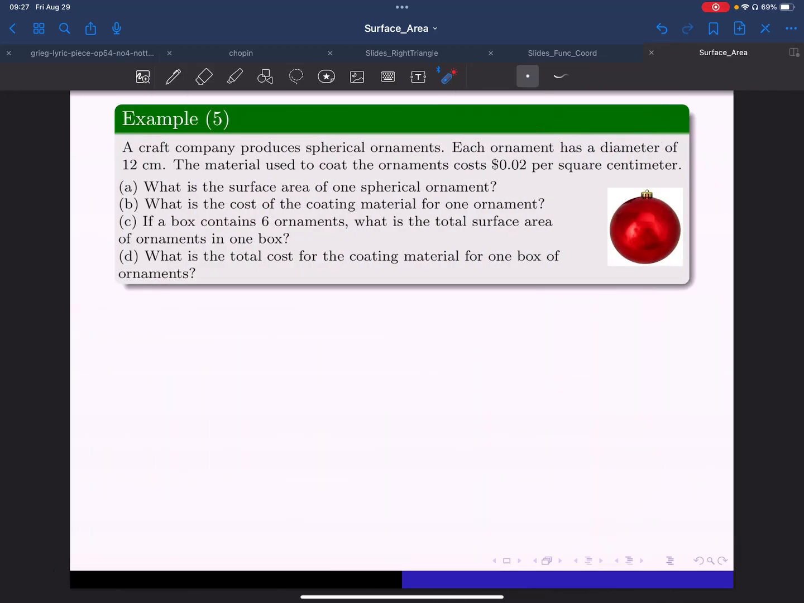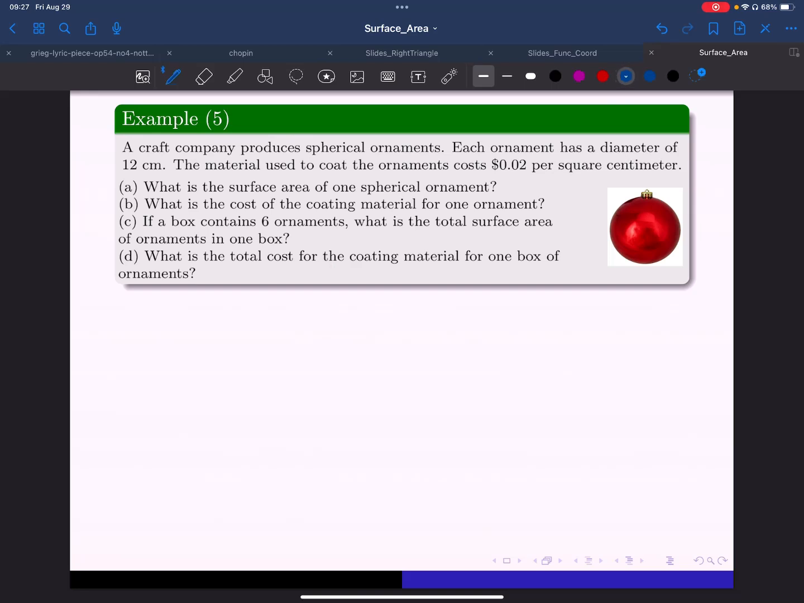Example 5. A craft company produces spherical ornaments. Each ornament has a diameter of 12 centimeters. The material used to coat the ornament costs 2 cents per square centimeter. Calculate the surface area, calculate the total cost of material, and if the box has 6 ornaments, what is the total surface area, and what would be the cost of coating.